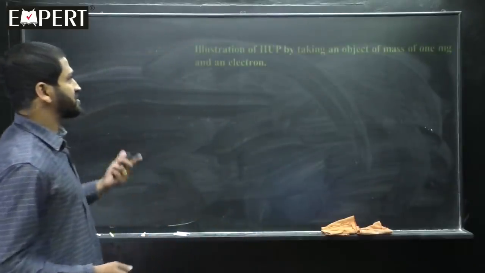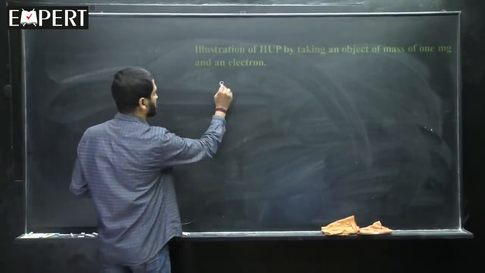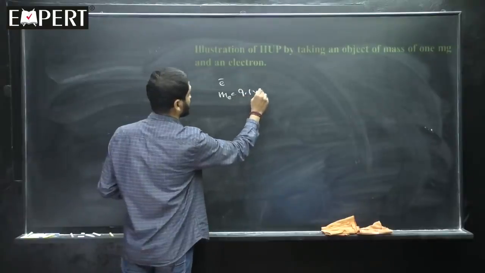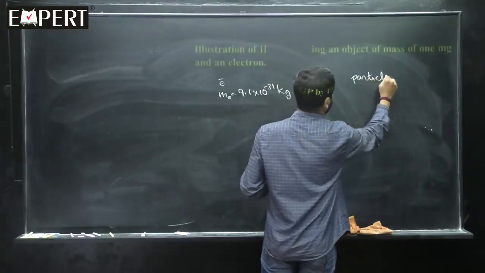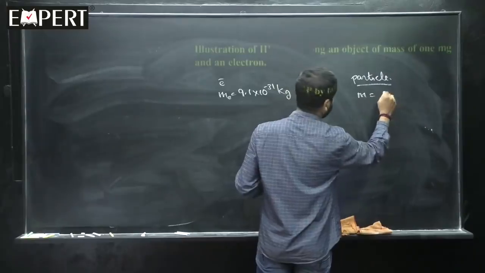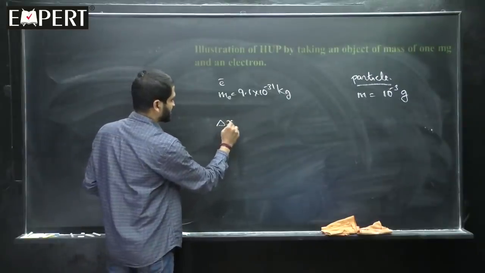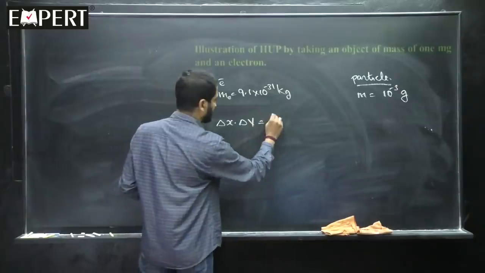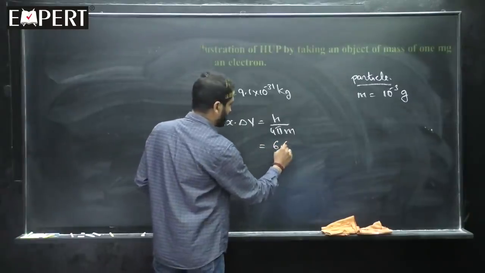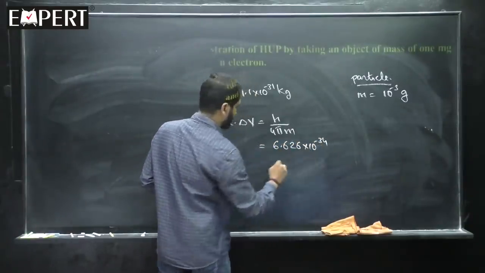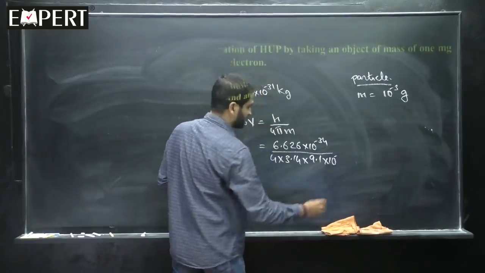Now, illustration of the Heisenberg uncertainty principle by taking a mass of 1 milligram and an electron. I am taking an electron whose mass is 9.1 into 10 to the power minus 31 kg. Similarly, another particle whose mass is 1 milligram, that is 10 to the power minus 3 gram. Let us see the uncertainty. Delta x into delta v is equal to h by 4 pi m. What is h? 6.626 into 10 to the power minus 34 divided by 4 into 3.14 into 9.1 into 10 to the power minus 31.